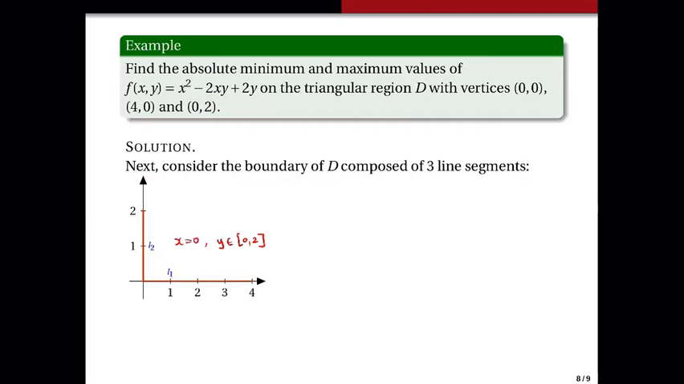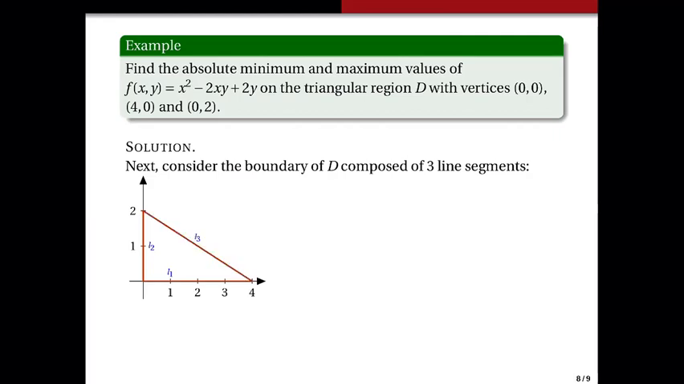And then you do the same thing. You substitute this inside the function. Your x equals 0, this disappears, and this one disappears. So you'll just have 2y, and your y runs from 0 to 2. And then again, you will get which point gives the extremum, either maximum or minimum.